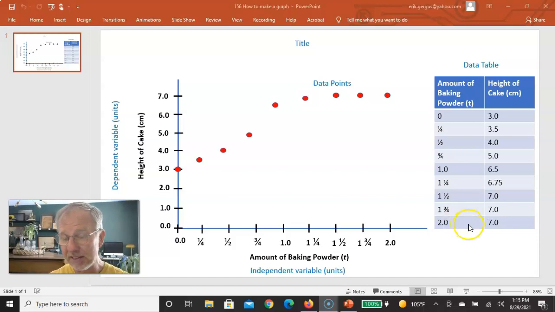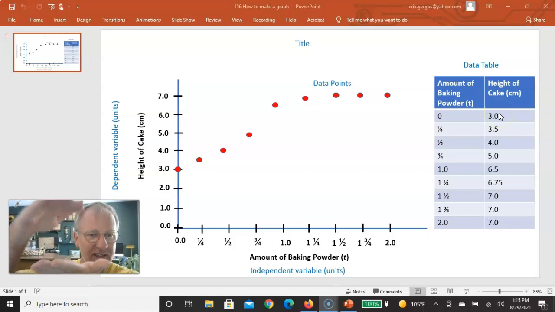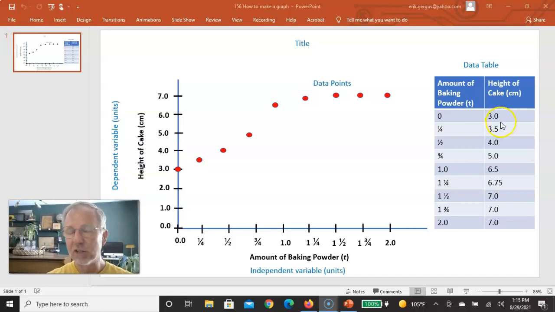Then we go ahead and make these cakes, bake them in the oven, and when we pull them out of the oven, we're going to measure the height of the cake and see how much the cake rose. And so because we're measuring the height, that's what we're collecting data on. The height of the cake is what's called the dependent variable. We're wondering, does the height of the cake depend on the amount of baking powder? So height of cake is the dependent variable.